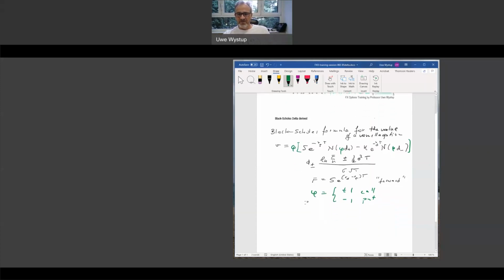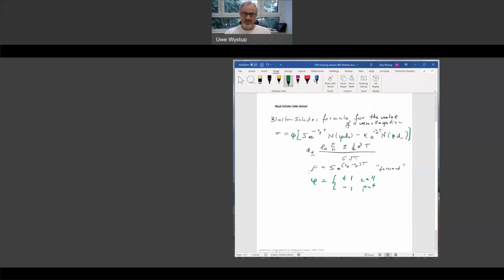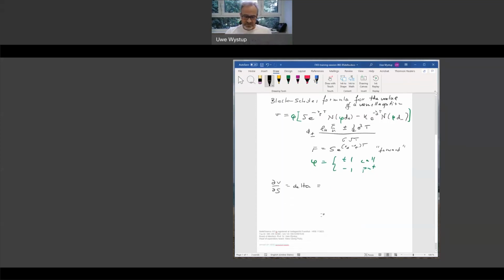Well, now what about the delta derivation? That's quite straightforward. If we take the derivative of V with respect to S, right, that's delta. How do we do that? Right, so, well, we check where is S and take the derivative of that. Simple calculus. If you haven't done calculus in a while, let me help you with that.